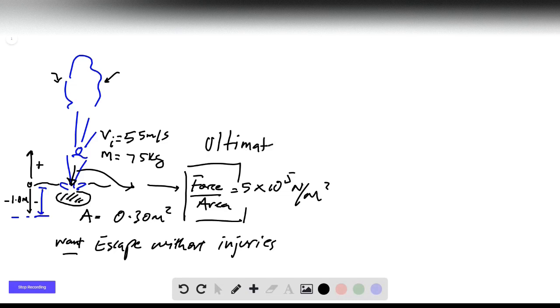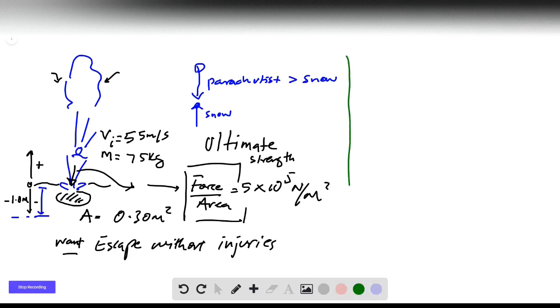On one side, the body has a certain ultimate strength going downwards, but the snow is also opposing with its own ultimate strength. If the parachutist has a greater ultimate strength than the snow, then they're not going to have any problems. They're not going to run into any injuries.